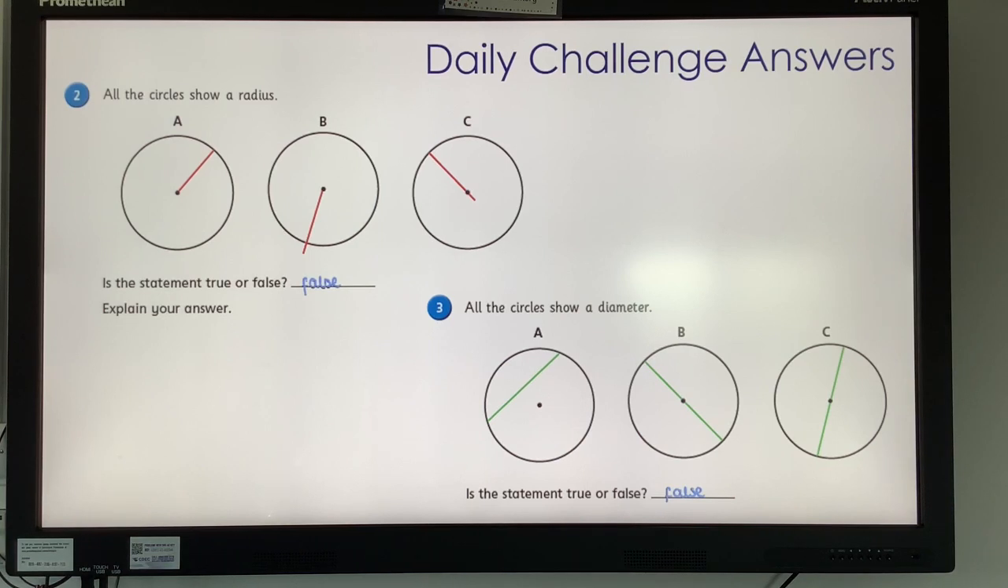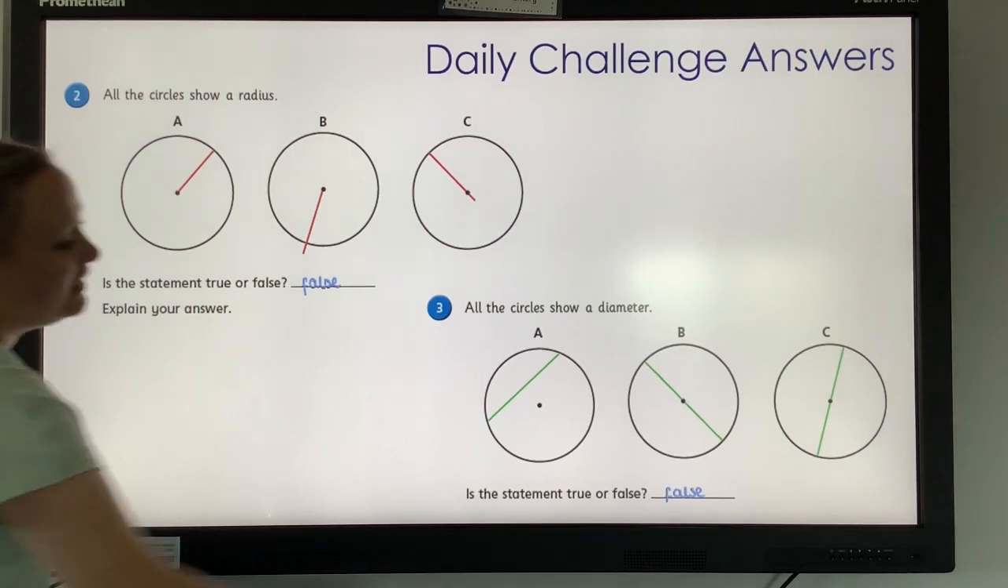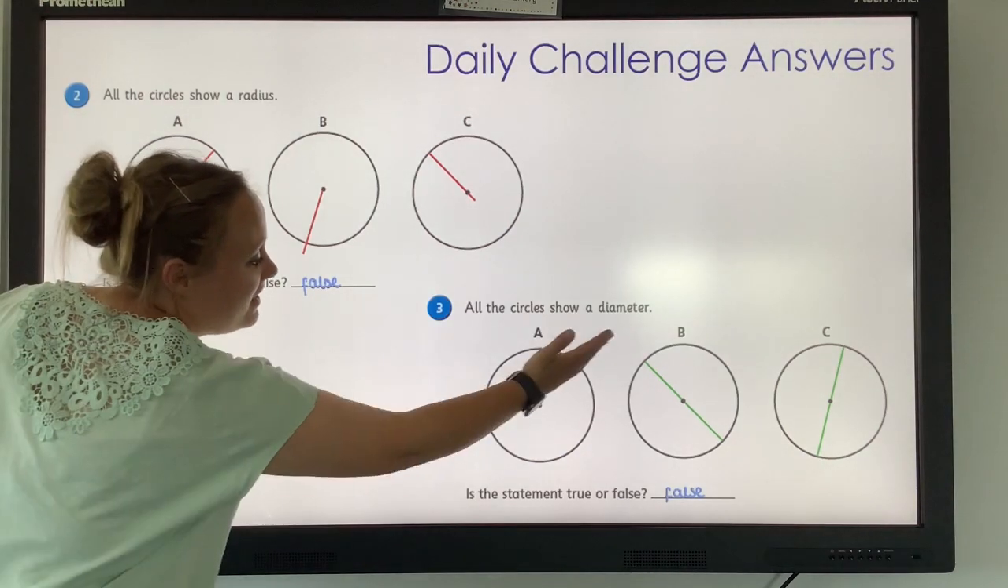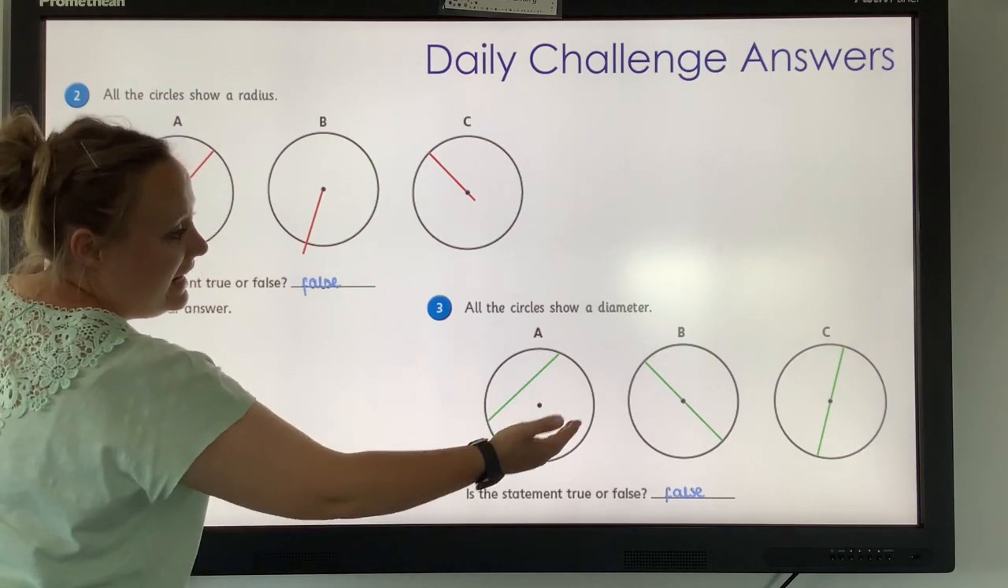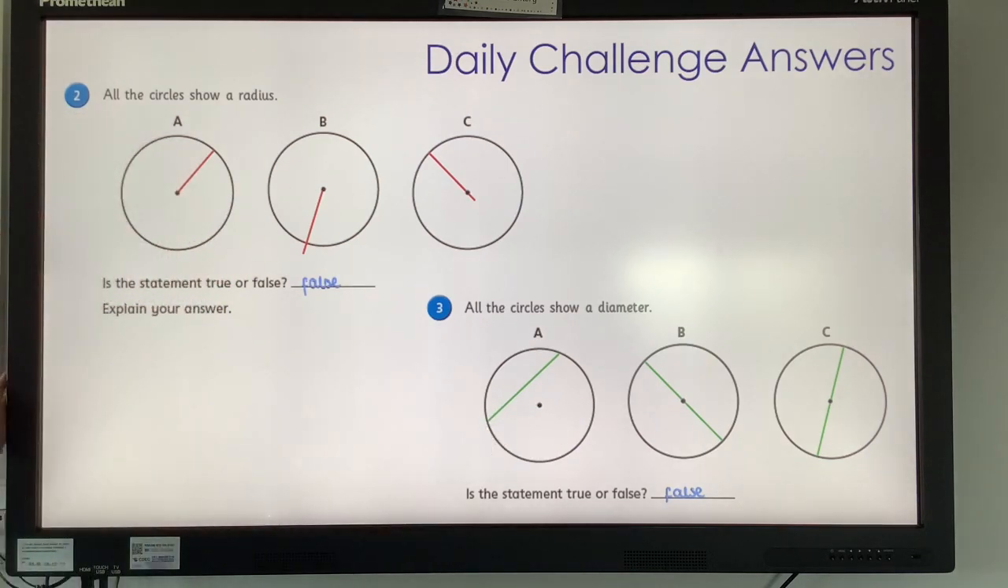Number 3, did they all show the diameter? Well, no, that was false. They did not. A, yes, it goes from edge to edge, but it does not go through the centre. It is so important that it goes through the centre because it is cutting the circle in half. B and C are correct, but A is not.